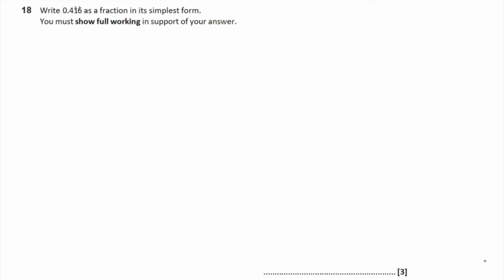Question 18, write 0.416, this is a recurring number with dots on the 1 and the 6, as a fraction in its simplest form. You must show full working to support your answer. Okay, so I've got 0.416 with a dot on the 1 and a dot on the 6. I'm going to say let that be x. Then x is equal to 4, and then the 1 6 pattern is repeating, isn't it? It's 4 1 6 1 6 1 6 1 6 and so on.